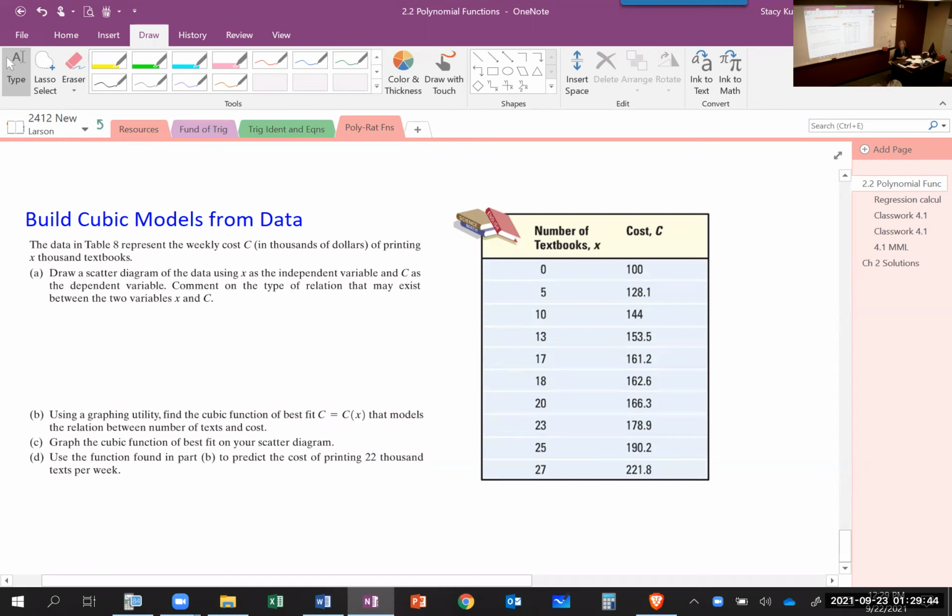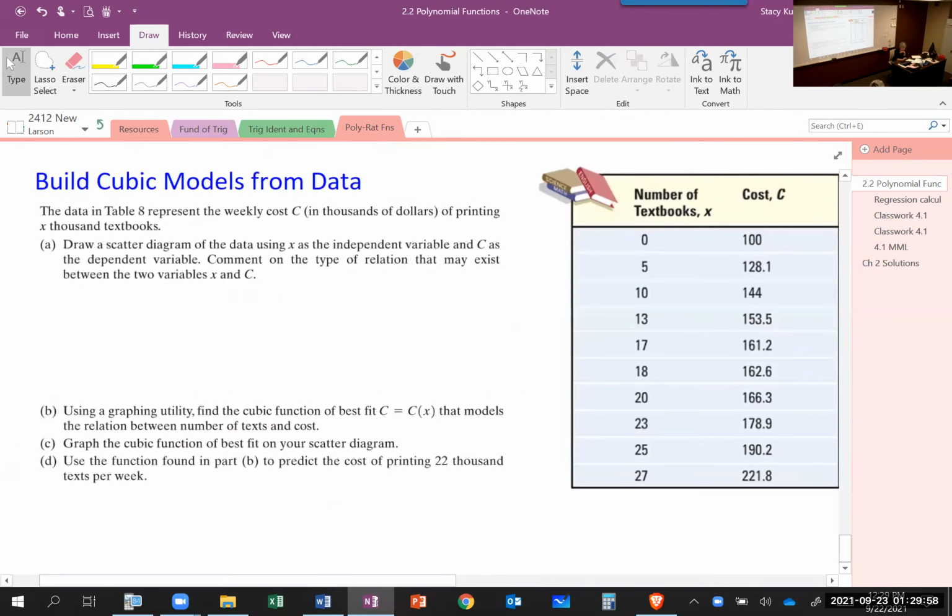So remember, a regression is a model that fits the data. It's an equation that models the data. So here we have a table that represents the cost of printing textbooks. The number of textbooks is going to be our independent variable. The cost is going to be dependent, because the cost depends on the number that you print. So L1 is generally our independent variable. L2 is our dependent variable.